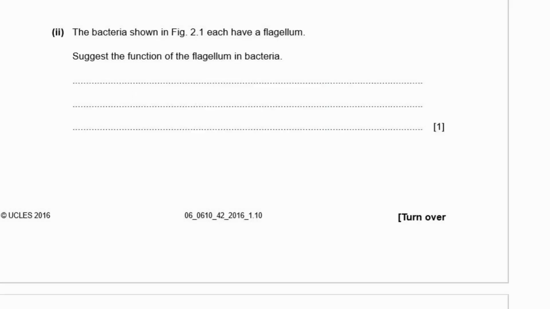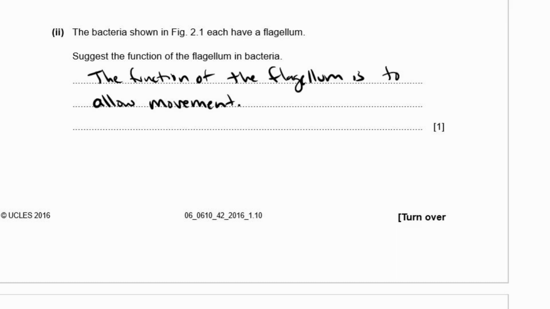2. The bacteria shown in figure 2.1 each have a flagellum. Suggest the function of the flagellum in bacteria. The function of the flagellum in bacteria is exactly the same as the function of the flagellum in sperm. It is to move the bacteria. The function of the flagellum is to allow movement.